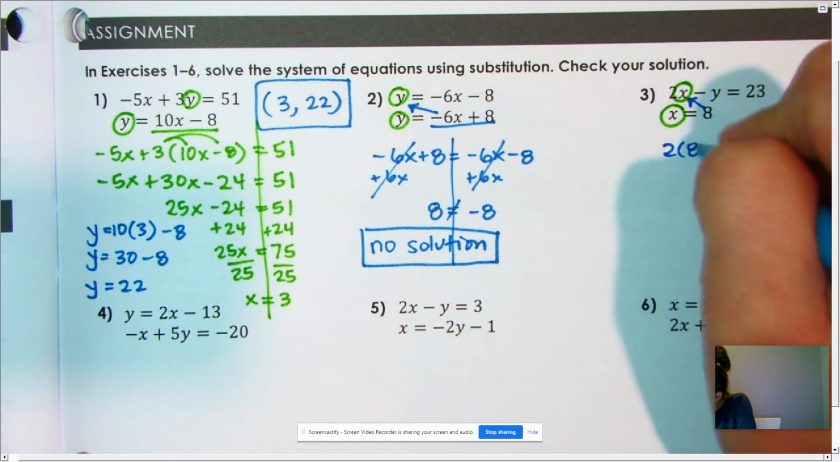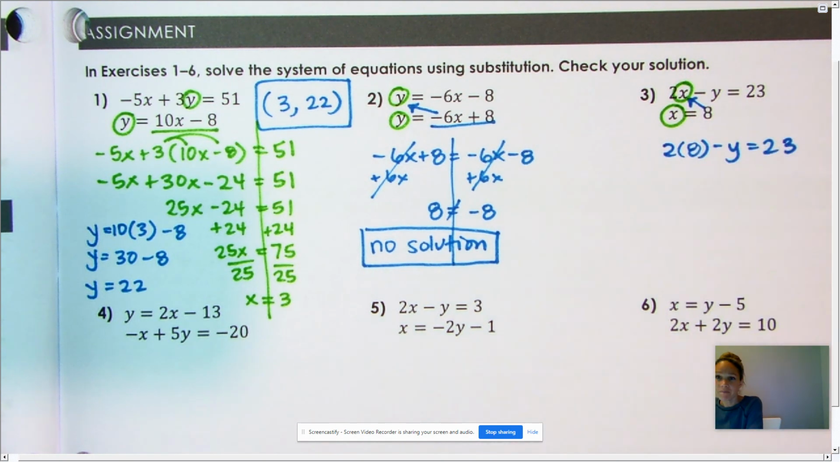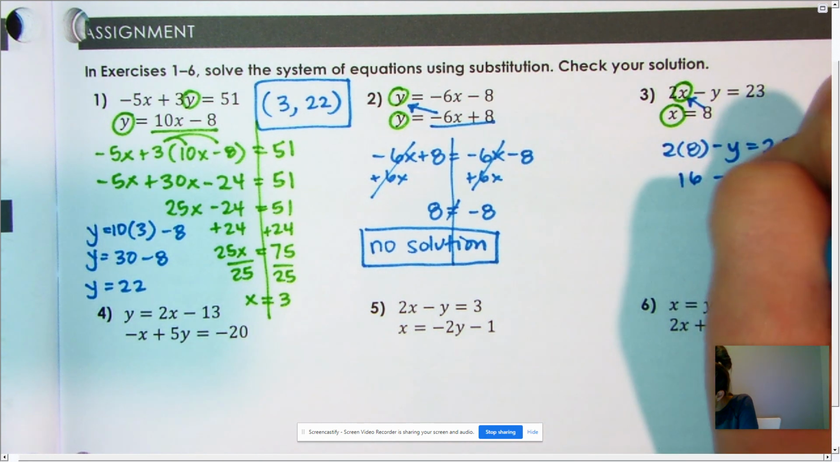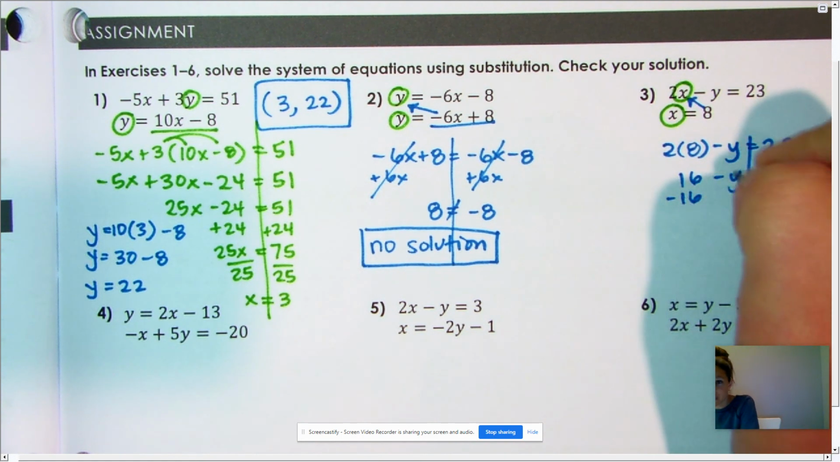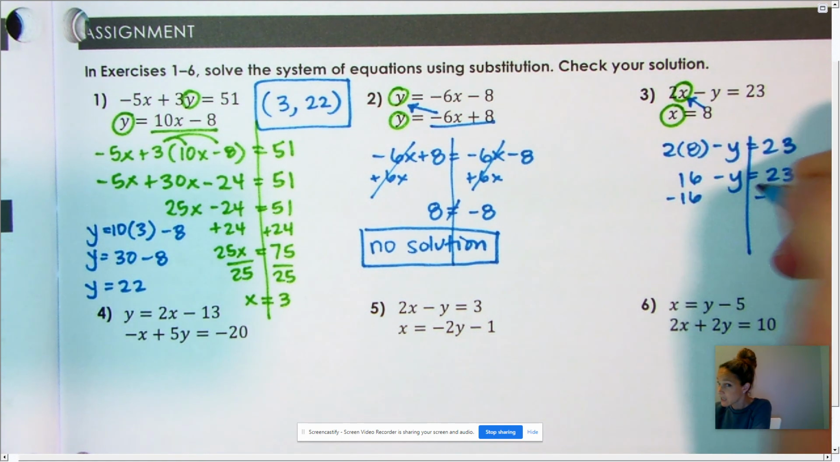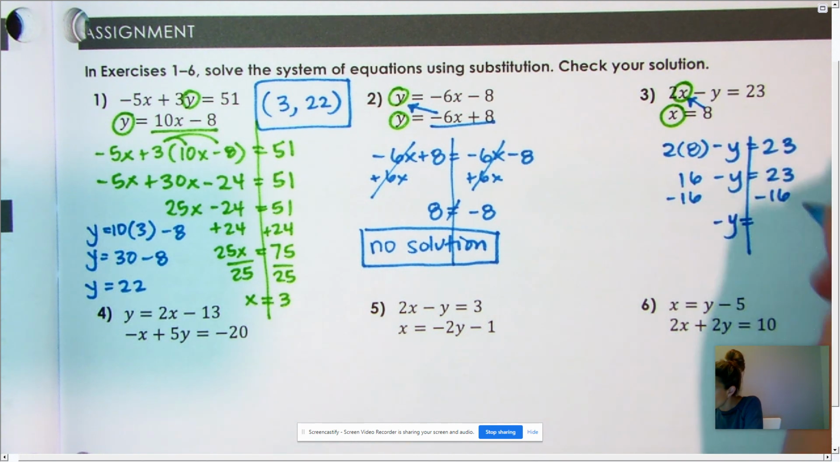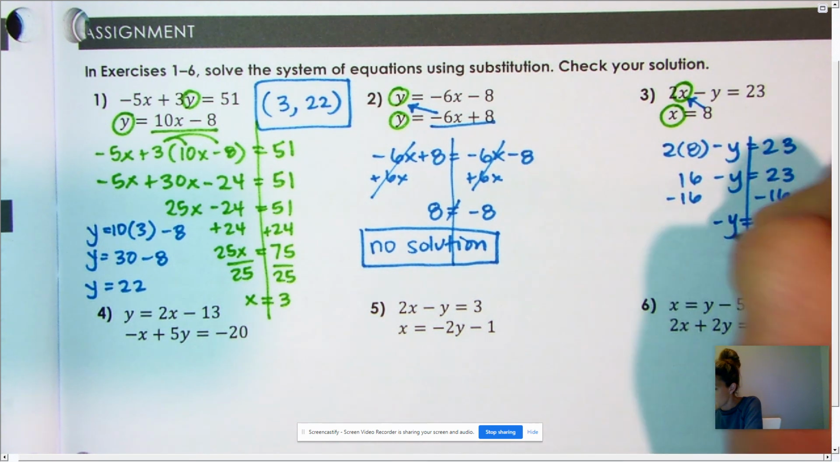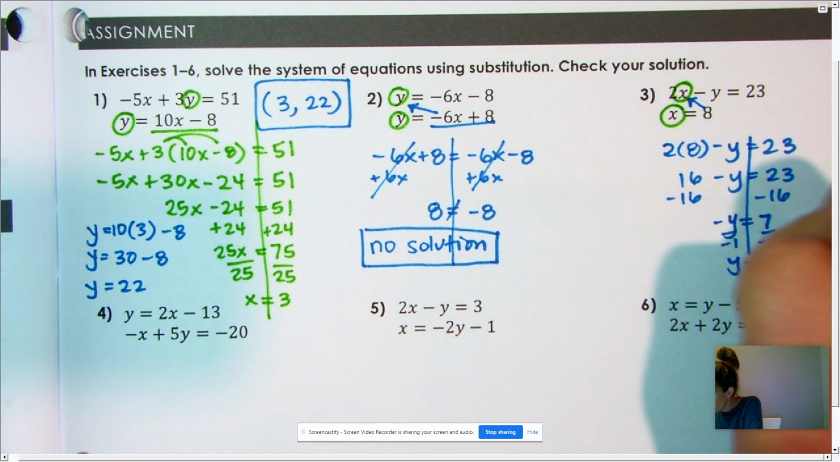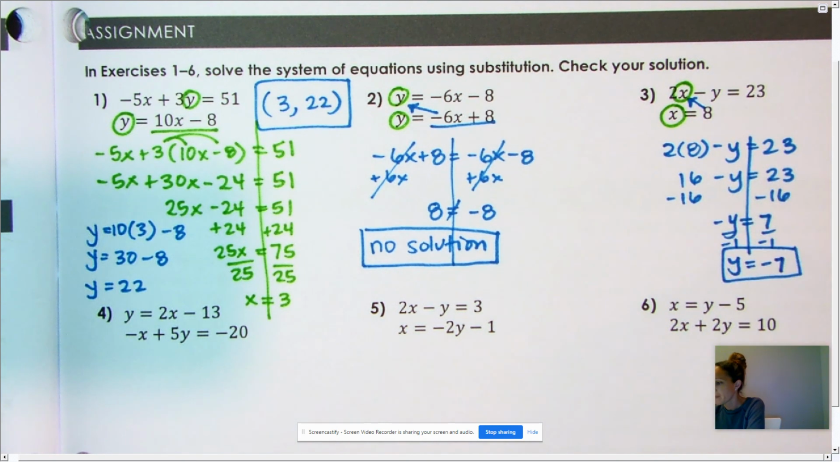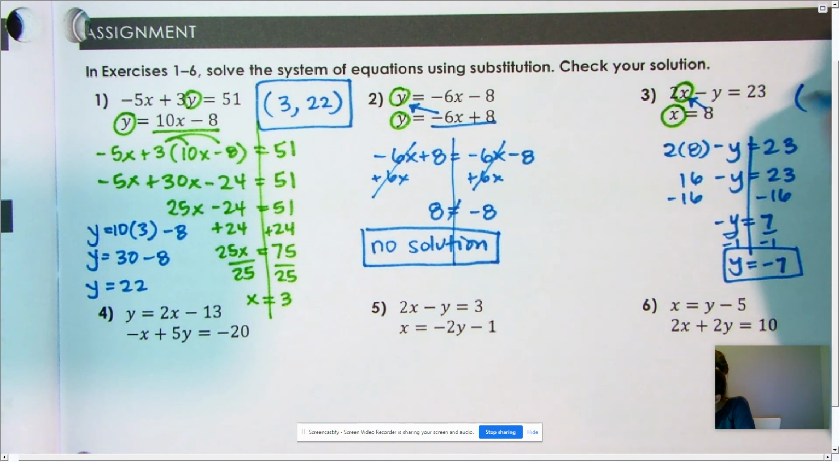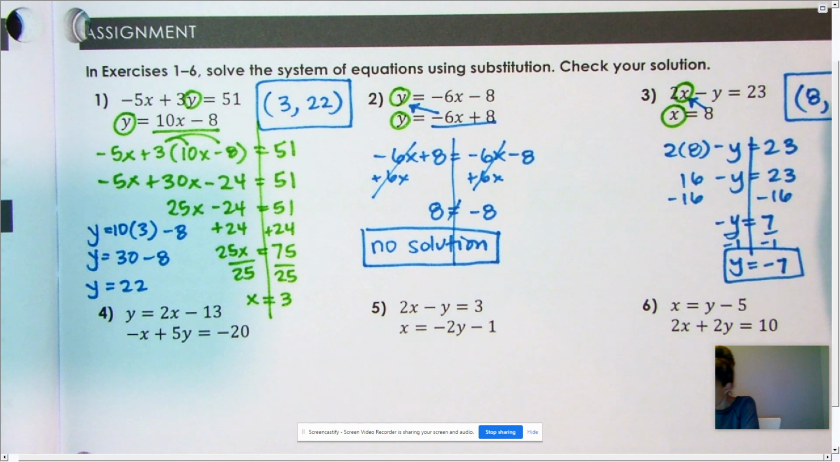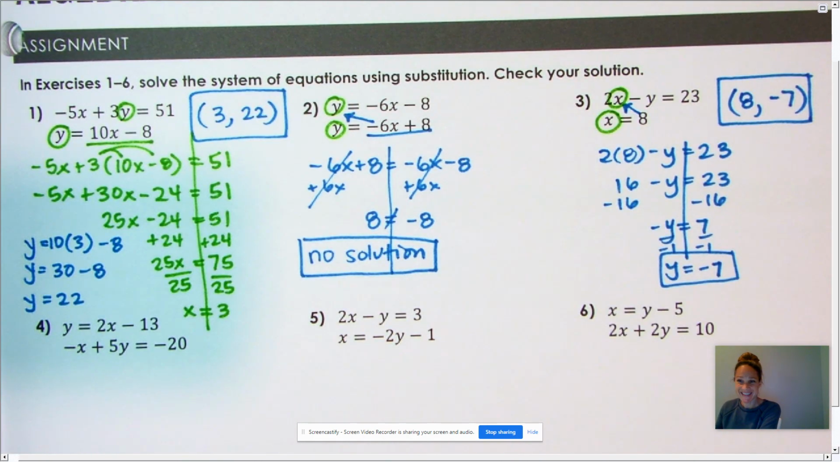So 2 times 8, take away y equals 23. 2 times 8 is 16 minus y equals 23. Subtract the 16 on both sides, but be very careful because this is a negative y. So you need to leave it. Negative y is equal to 7. Okay, so divide by negative 1 on both sides so that we get positive y equals negative 7. Okay, and then we already know what x is. So now when we write this in our ordered pair, x equals 8, y equals negative 7. Oh, it would help if you guys could see what I was writing, huh?